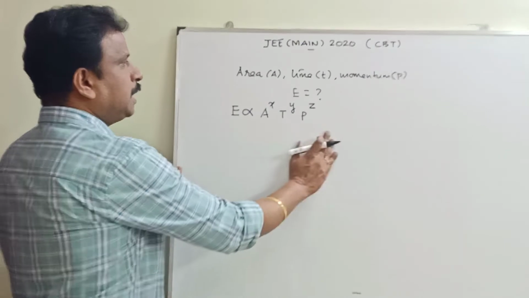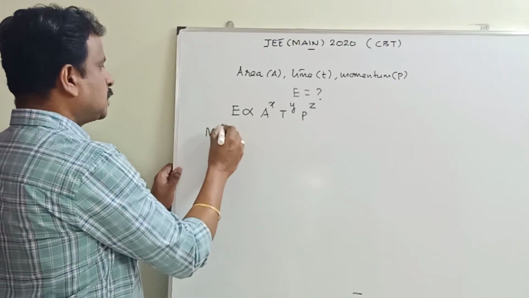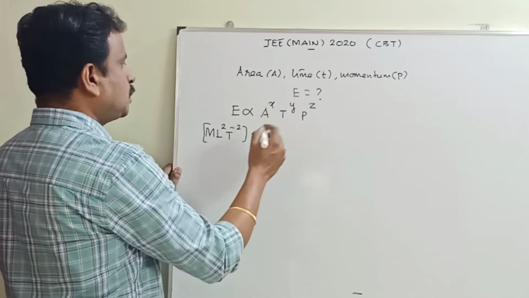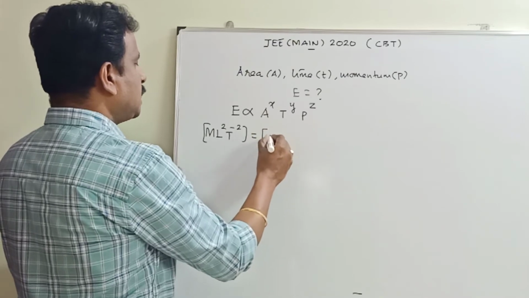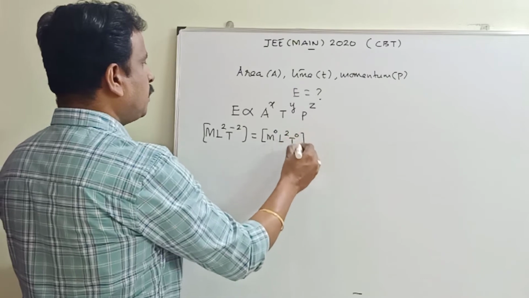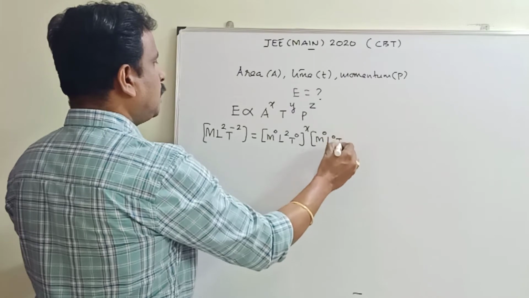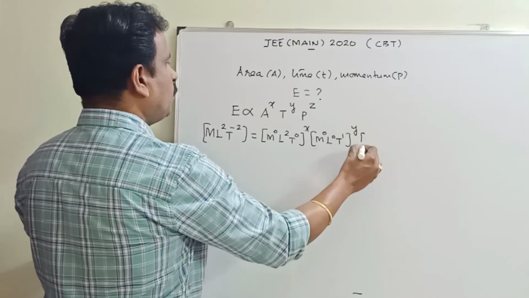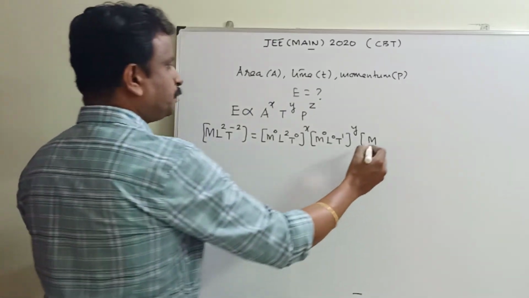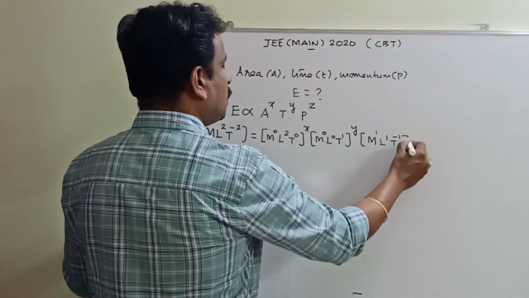So write down the corresponding dimensional formula. What is the dimensional formula for energy? It is M L squared T to the power of minus 2, and that is equal to, constant has no dimension. Area is just L squared, so M0 L squared T0 to the power of x, into time, M0 L0 T to the power of 1 to the power y, and momentum, mass into velocity, M1 L1 T to the power minus 1 to the power of z.